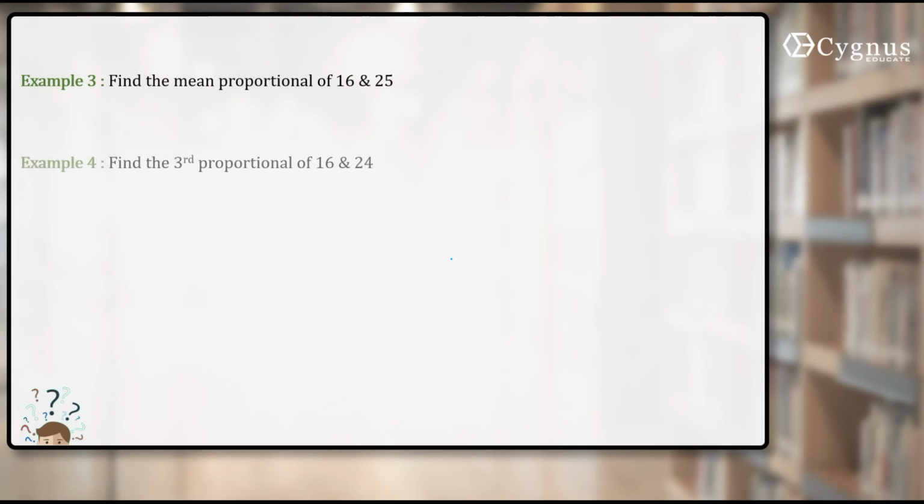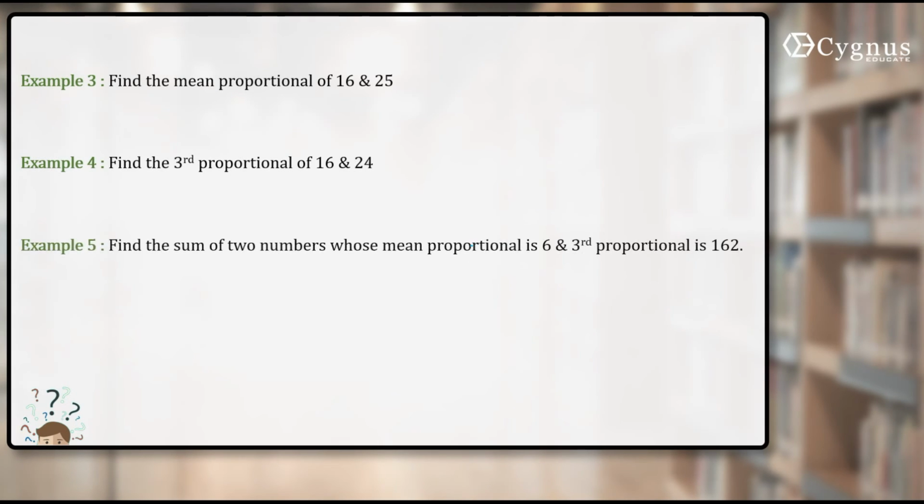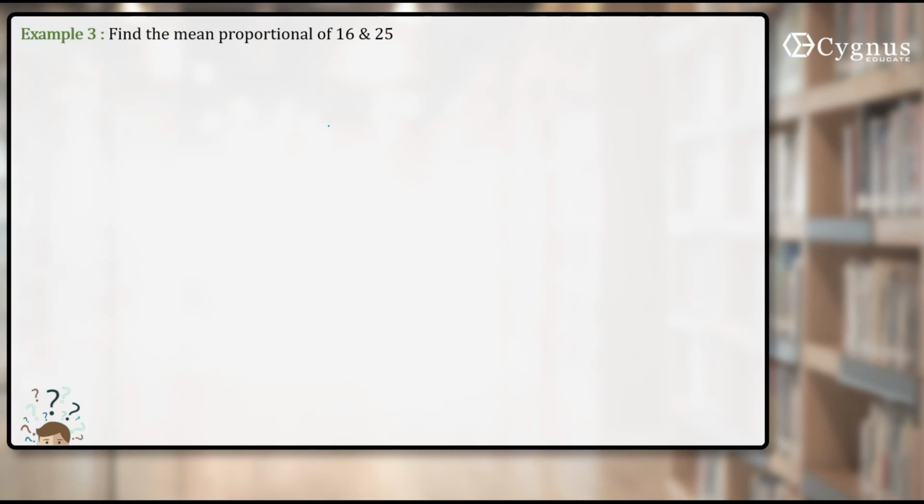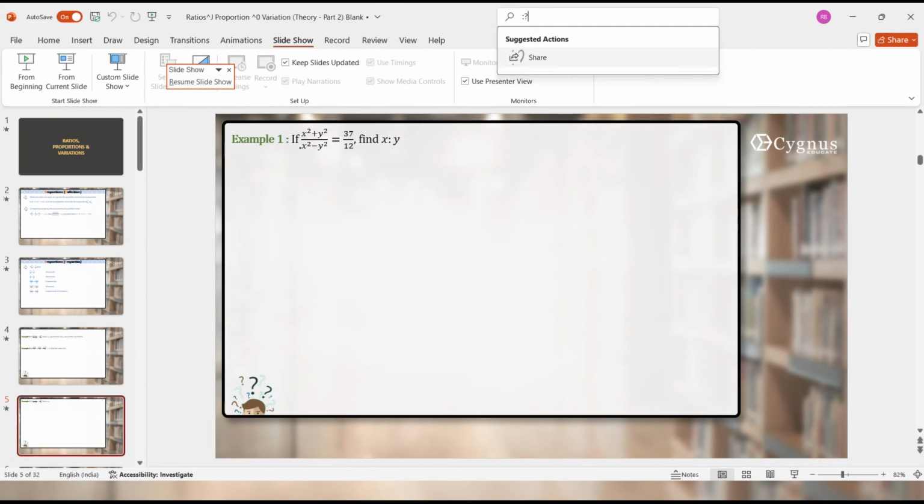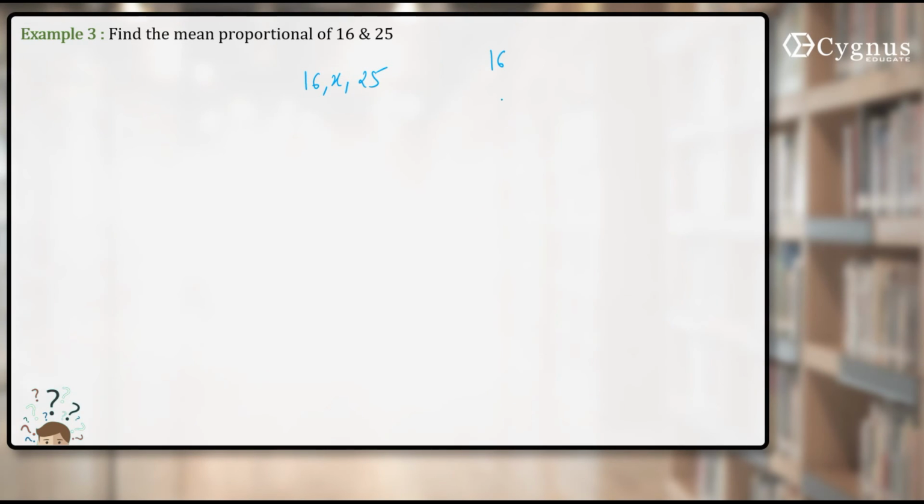Now look at this. Find the mean proportion of 16 and 25. How do we solve it? So the middle one is missing. Let's say that is X. So how do we write it? 16 is to X must be equal to X is to 25. So in other words, X square will become equal to 16 into 25, and the value of X becomes 4 into 5. That is equal to 20. So the mean proportion of 16 and 25 becomes 20.